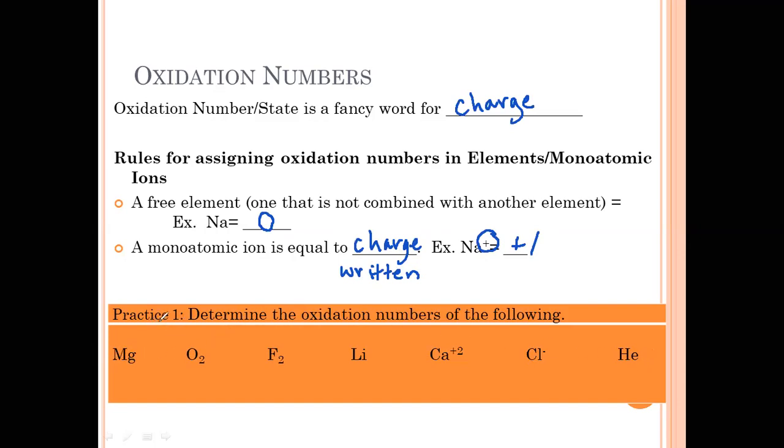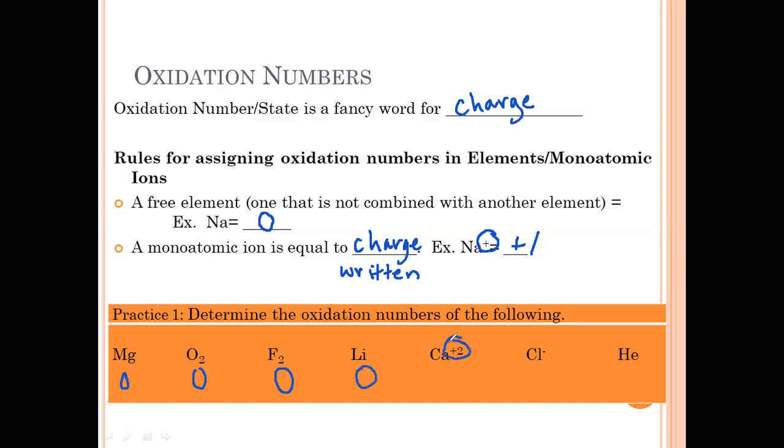So practice 1, determine oxidation number of the following either atoms or monoatomic ions. So basically your answer is going to be either 0 or it's going to be whatever the charge is that's written. So since this is a free element, oxidation number is 0. Same with O2. It's an element still because it's combined with itself. So its charge is 0, F2, free element 0, lithium, free element 0.